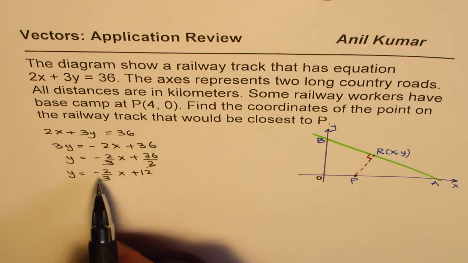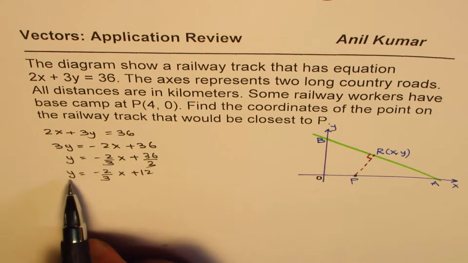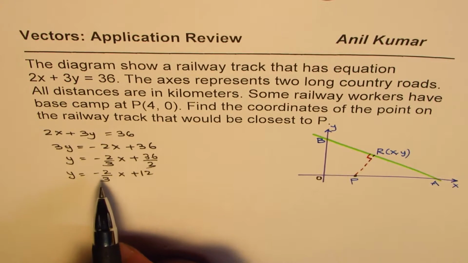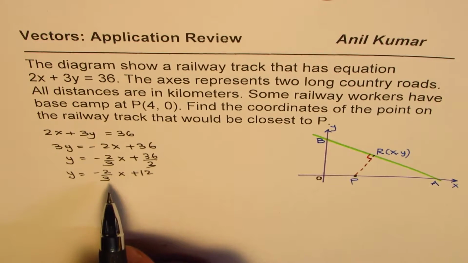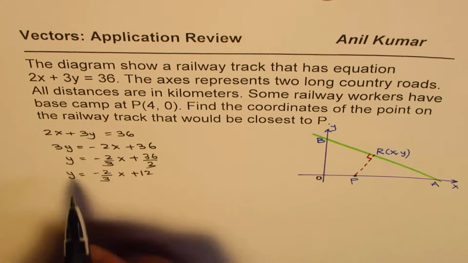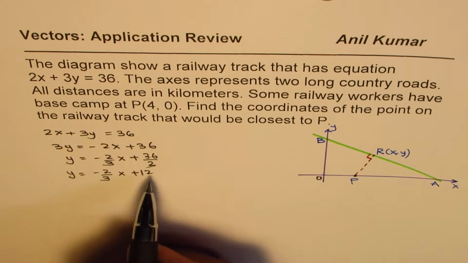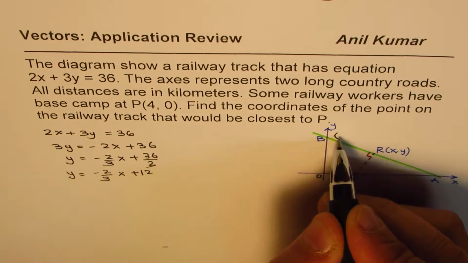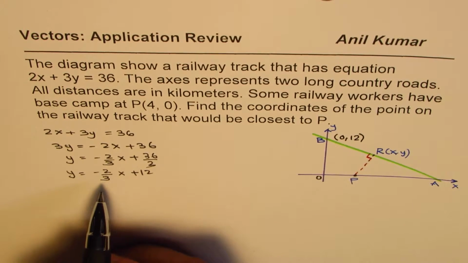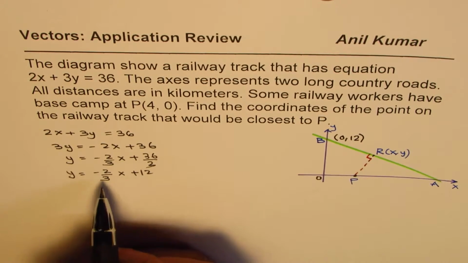As you can see from the concepts of the line, the slope is minus 2 over 3. The direction will be (3, minus 2). Now you could use the concepts which you learned in linear equations to solve this, but we'll use vectors, as this is a review on vectors. At this stage, we know two things about the line. One, we know the y-intercept, so point B is (0, 12). And we also know that the direction is (3, minus 2).